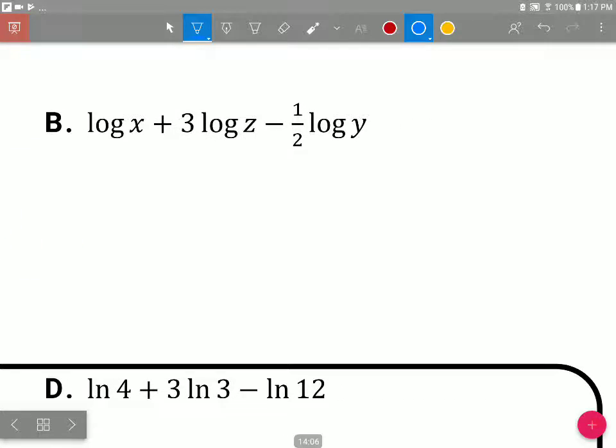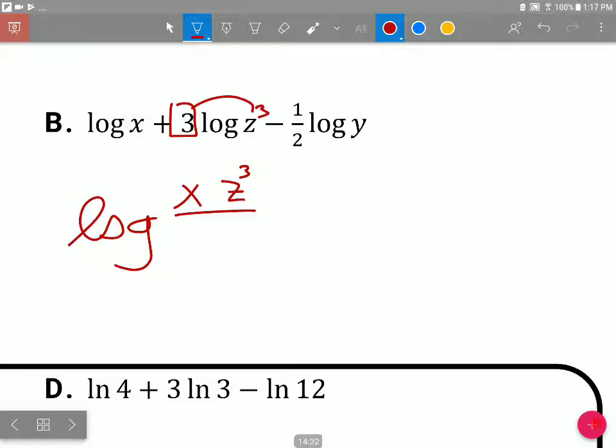Let's scoot over. All right, they're all the same. First things first, what is the base right there? 10. 10. Good. If it doesn't say it, it's either a 10 or an e. In this case, it's a 10. So, log, the x, top or bottom? Top. The z, top or bottom? Top. Does it get an exponent? Yes, it gets the 3. Good. This exponent goes right here. What about the y, top or bottom? Bottom. It is negative. What is its exponent? 1/2.